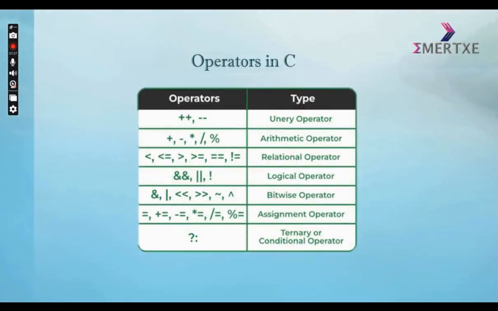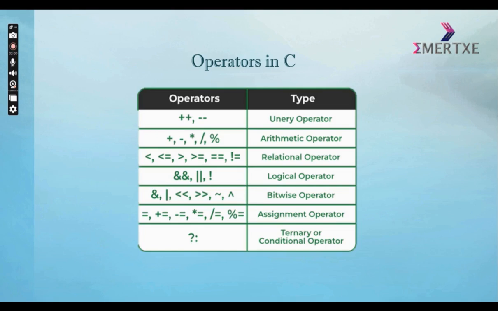Next, coming to the operators in C. The first operator is unary operators. Unary operators operate on a single operand. The common unary operators are increment and decrement. These are used to increase or decrease the value of the variable by 1. Second one is binary operators.